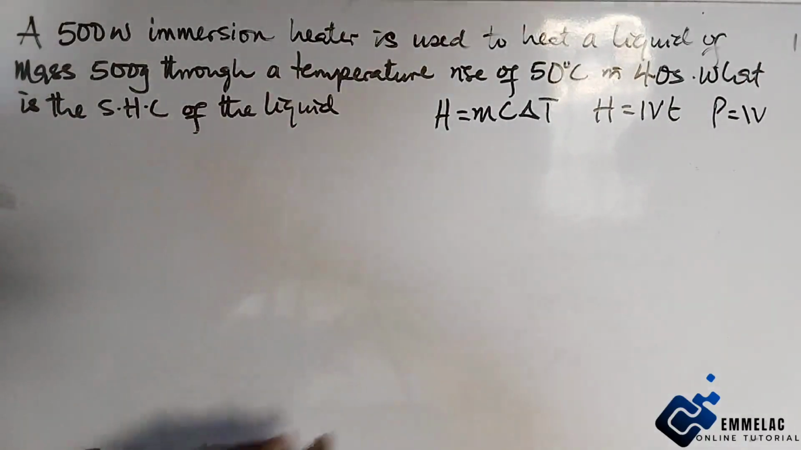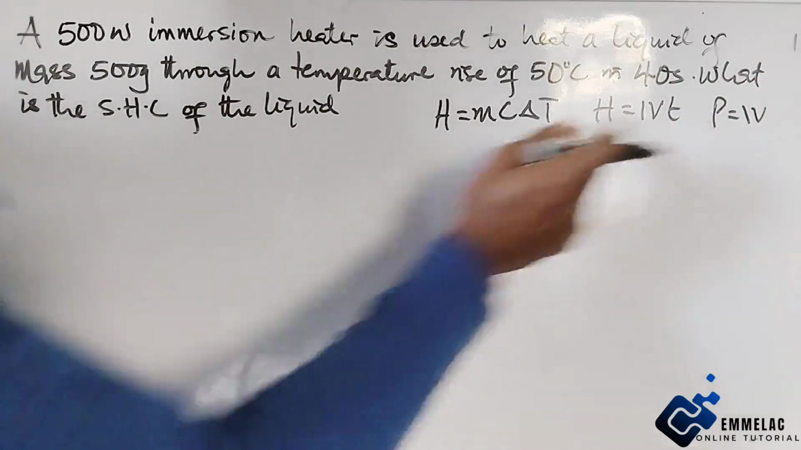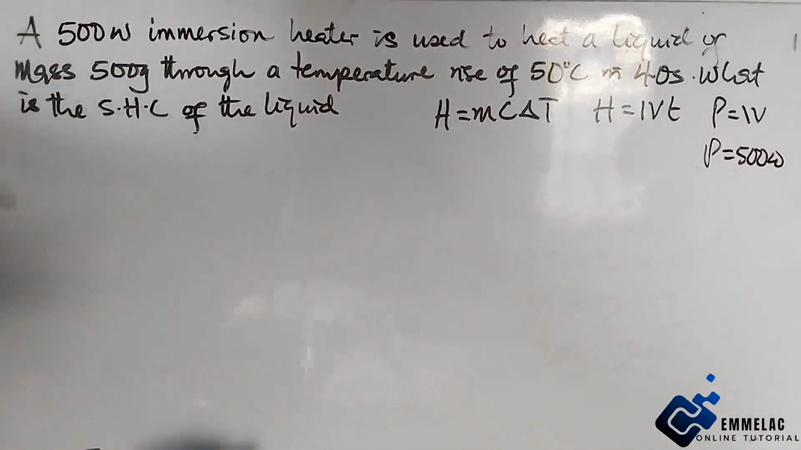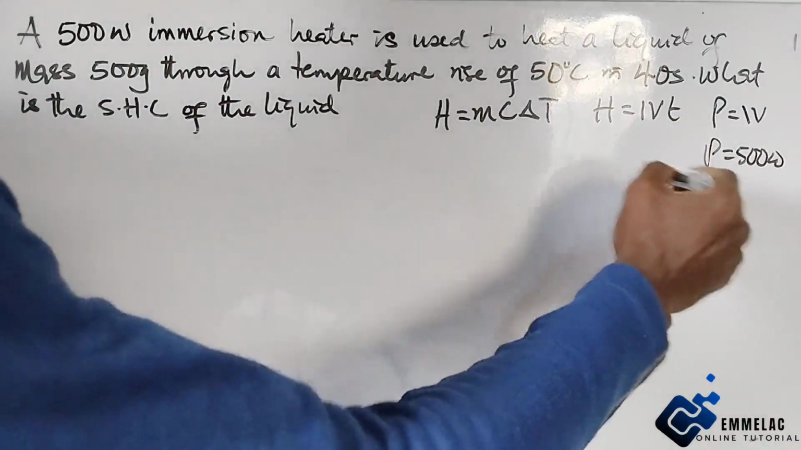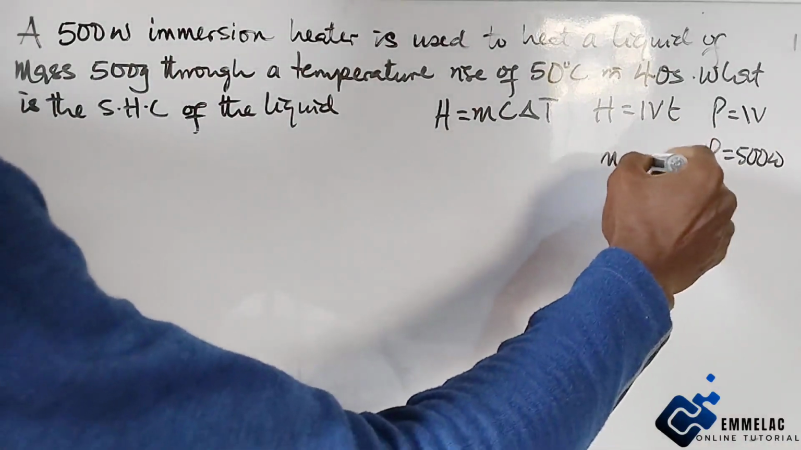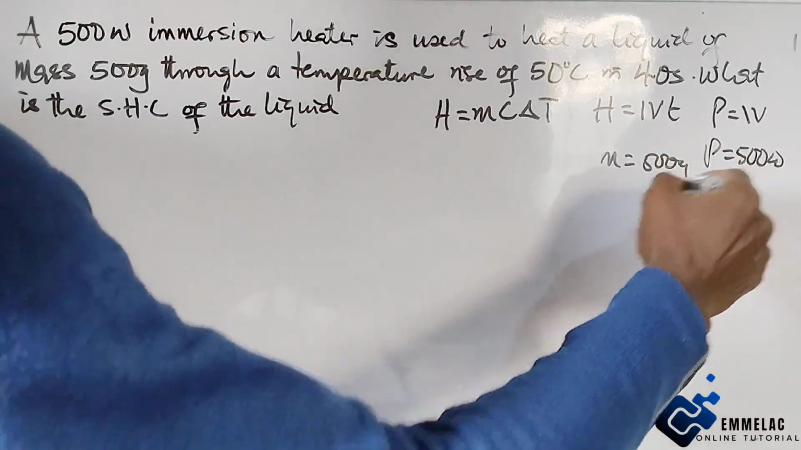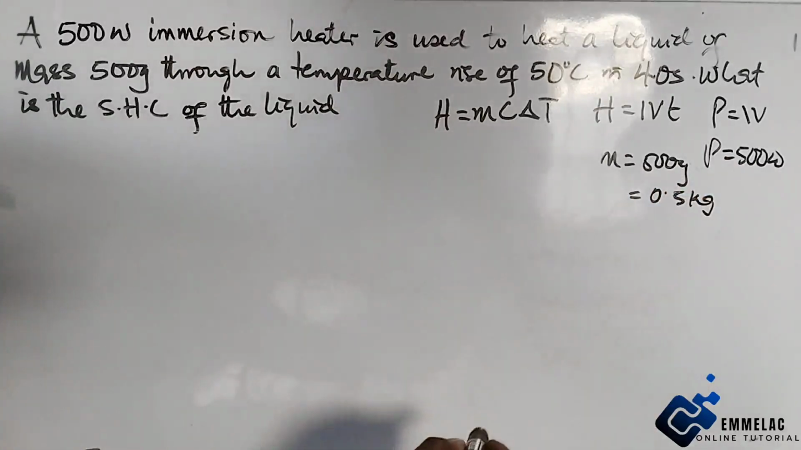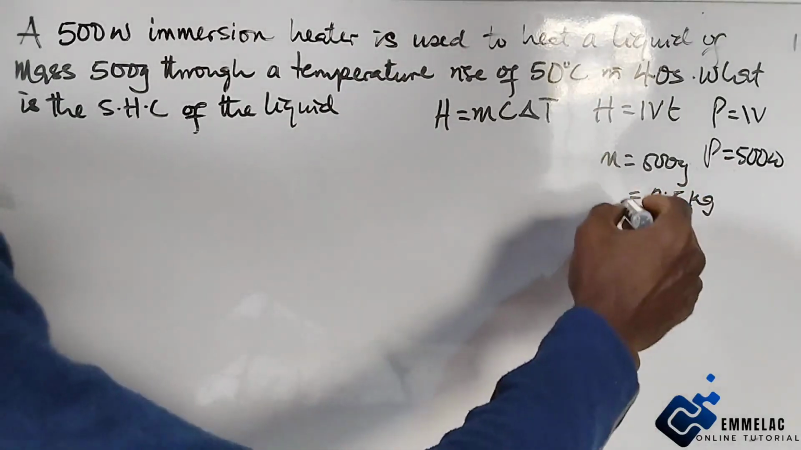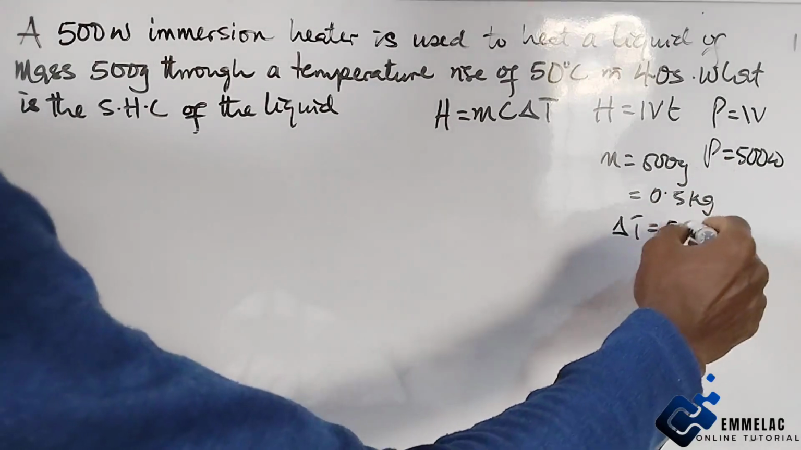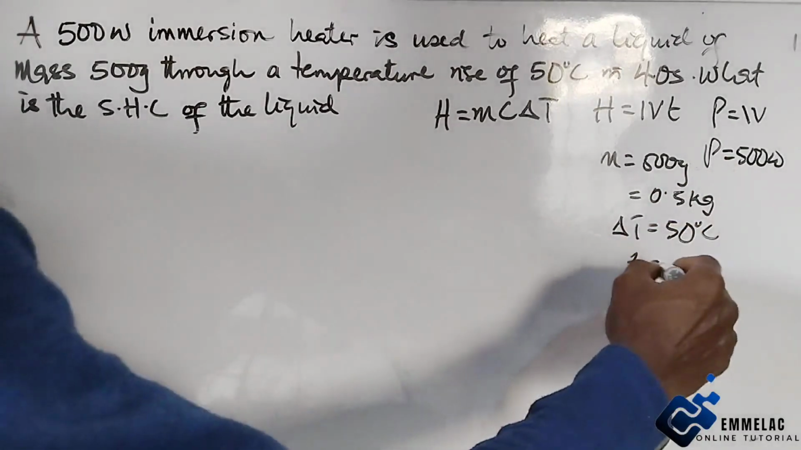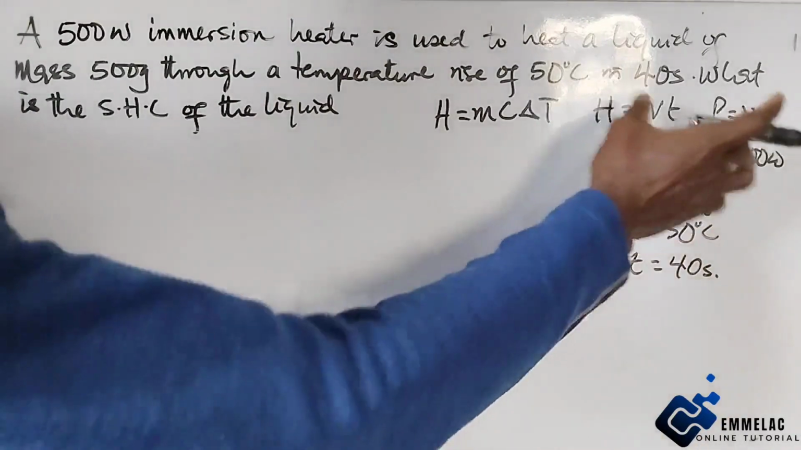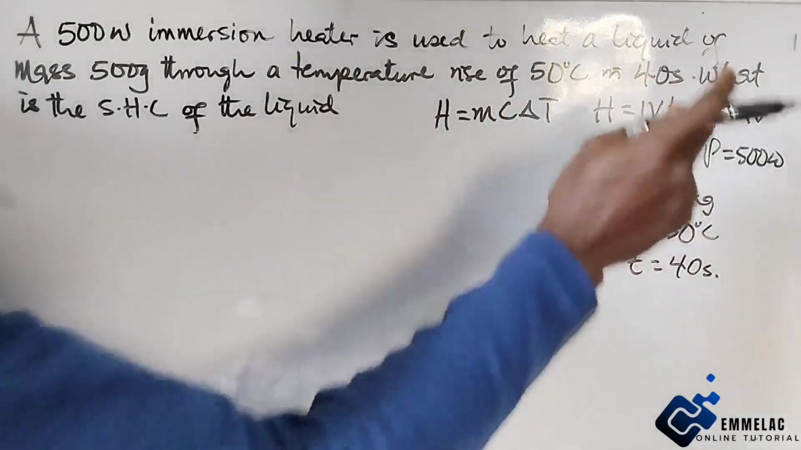If we substitute, the power, which is the IV, equals 500 watts. Then the mass is given as 500 gram, which is the same thing as 0.5 kilogram. Here we are told that the temperature rise is 50 degrees centigrade and the time is 40 seconds. If we implement all these parameters into the given equation, let us start with this.